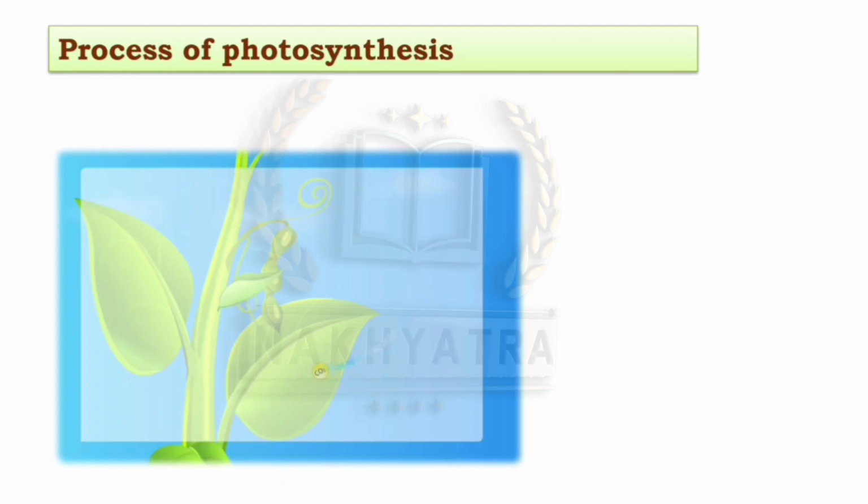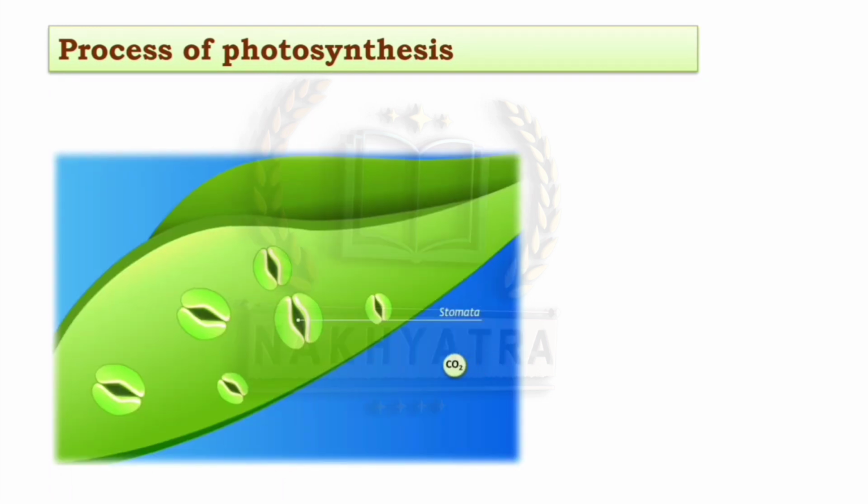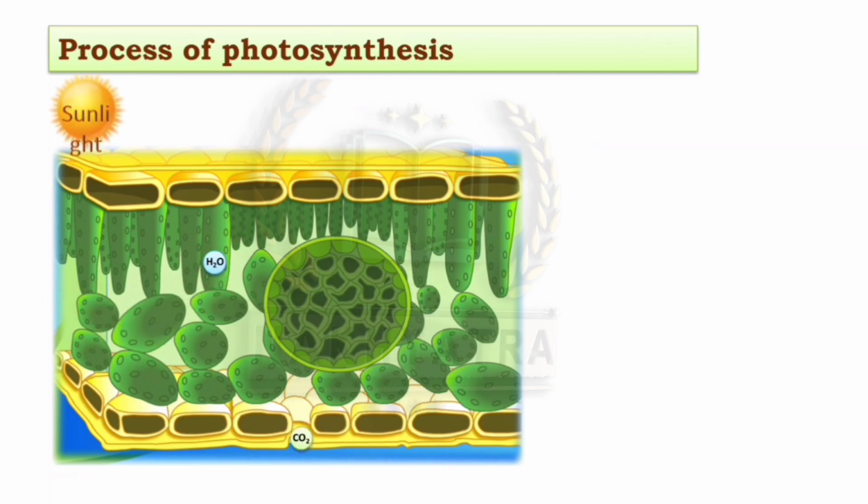Now we will zoom in more and let us see how the tiny pores look like. So this is the stomata, and see how the carbon dioxide is entering into the leaves through these tiny pores. Can you see it? Alright, now let us see how water is taken up from the soil. So this is how water is taken up from the soil, and this is the chloroplast, and this is carbon dioxide entering through stomata, and this is the chloroplast where chlorophyll is present.